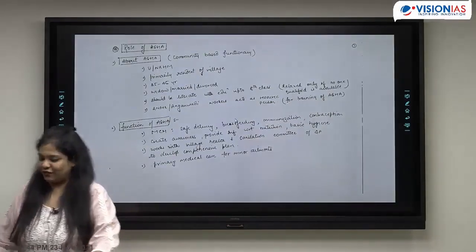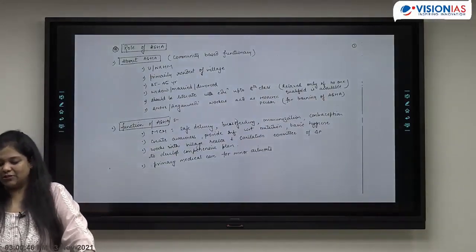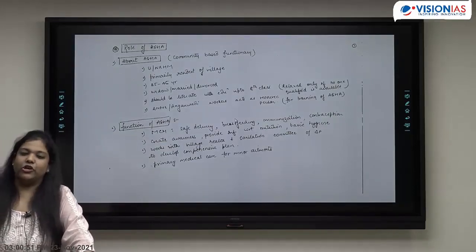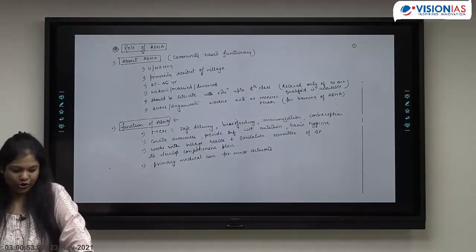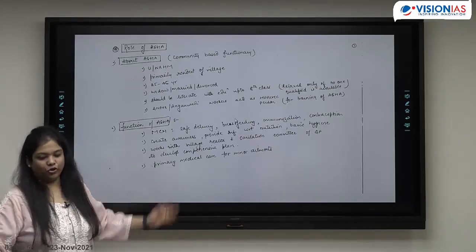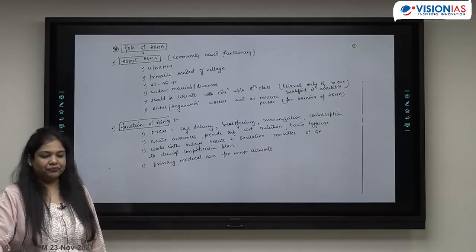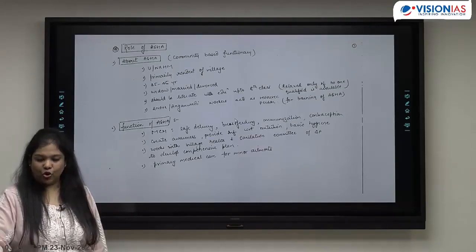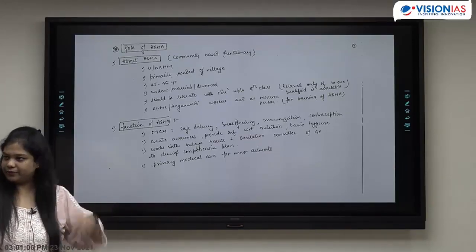This is just for the reference, in case the question comes with respect to analysis of the functioning of the ASHA workers. So that's for you to study. I am not going into the detailing of it, but just for your reference: who are ASHA workers? What have been the functions of ASHA workers? Quickly have a look at it.